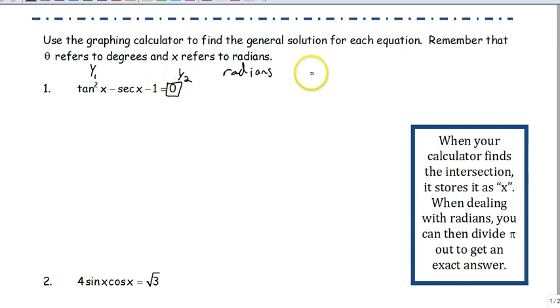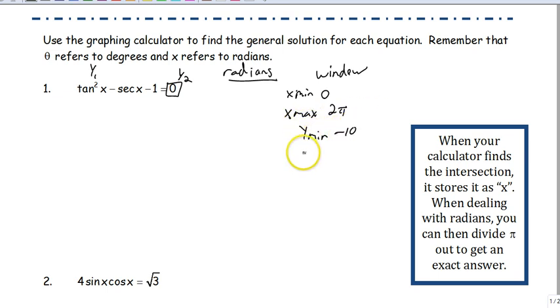I like to always start with a window for my x min to x max of 0 to, in this case, 2 pi, and make sure you're in radian mode. And then just to see the curves, y min, I make a -10, and y max, I make a 10. All that's doing is telling me how high or low the graph goes, and here I'm looking at one period of 2 pi. That does not mean that the period is 2 pi, but it could be. So we're going to look at it and see.